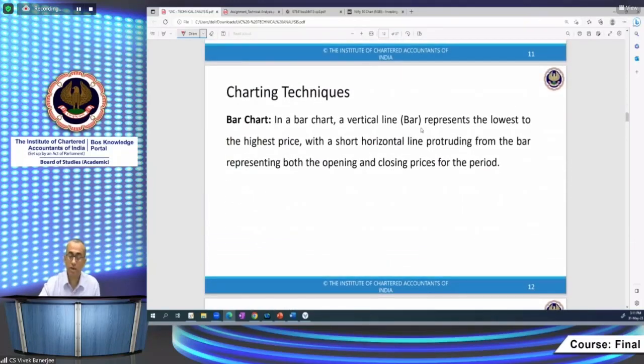Now come to the bar chart. The bar chart is frequently used by the technical analyst, because in this, not only the closing prices but also the opening prices are shown, and also the highest price during the day and the lowest price during the day are shown.